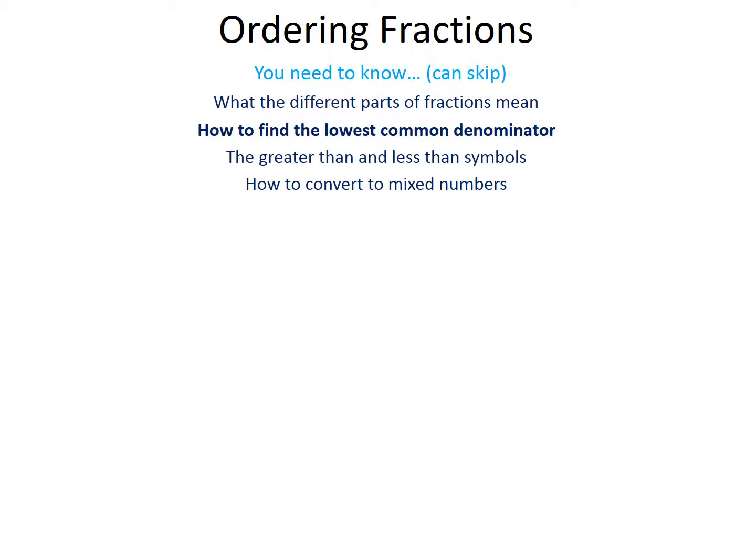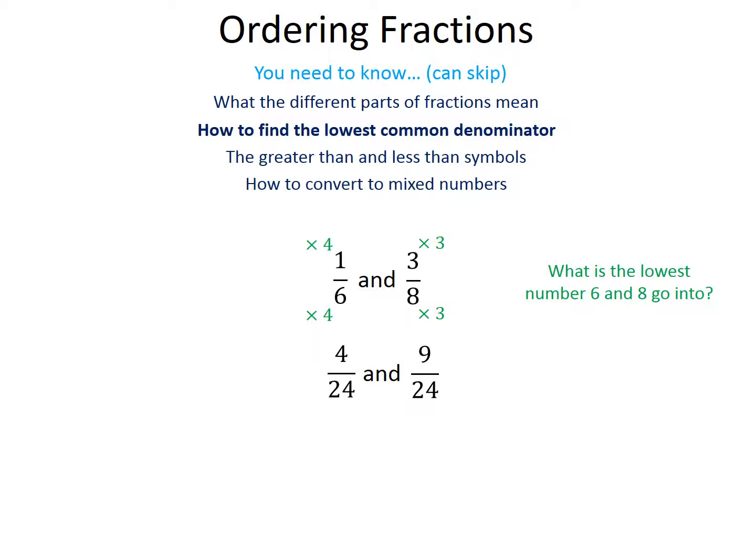We'll also be looking for lowest common denominators in this lesson. If I've got 1/6 and 3/8 and I want the lowest common denominator, I'm looking for the lowest number that 6 and 8 both go into, and that is 24. So I can do 4 times 6 to get 24, and I must do it to the top as well, and I can do 3 times 8 to get 24, and I must do it to the top as well. Remember, we're not changing the value of these fractions, we're simply changing their numbers. These two new fractions have exactly the same value as the old fractions, it's just the numbers are different, and most importantly, the denominator is the same.